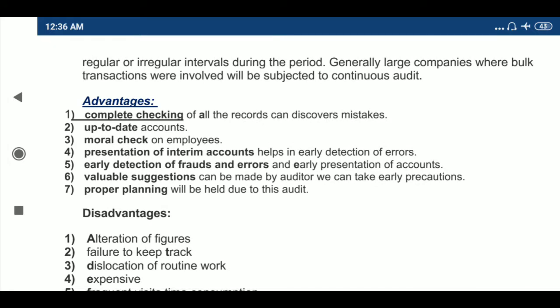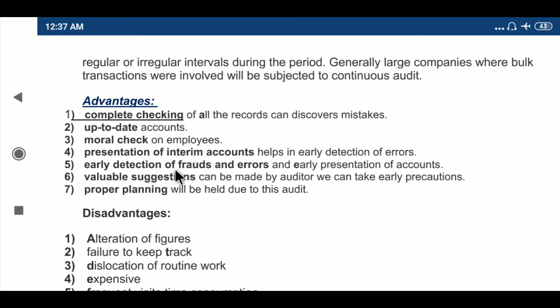That's why we discuss the advantages of continuous audit. First, complete checking of all the records can discover mistakes. Second, up-to-date accounts. Third, moral check on employees. Fourth, presentation of interim accounts helps in early detection of errors. So we can easily identify errors.